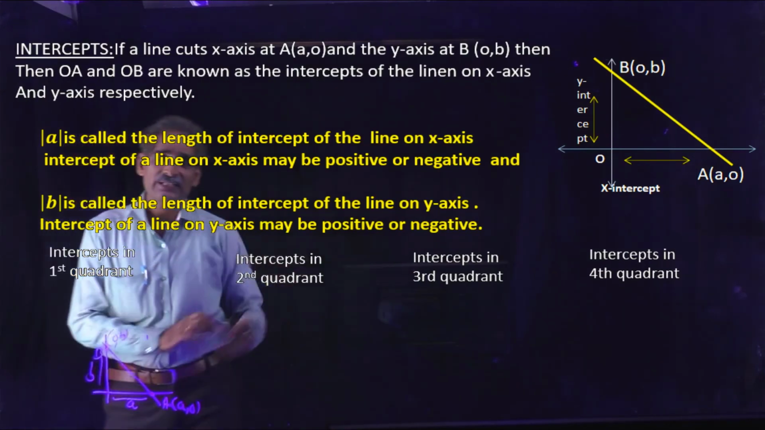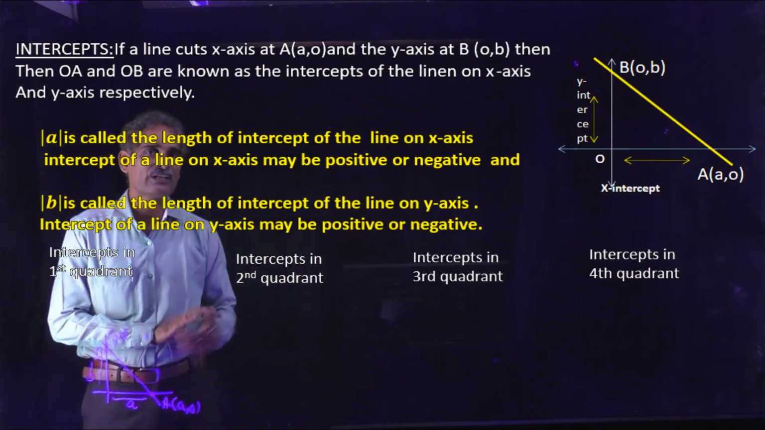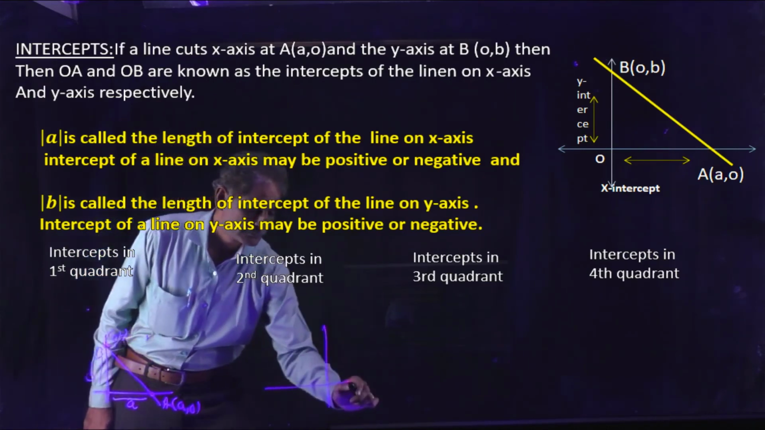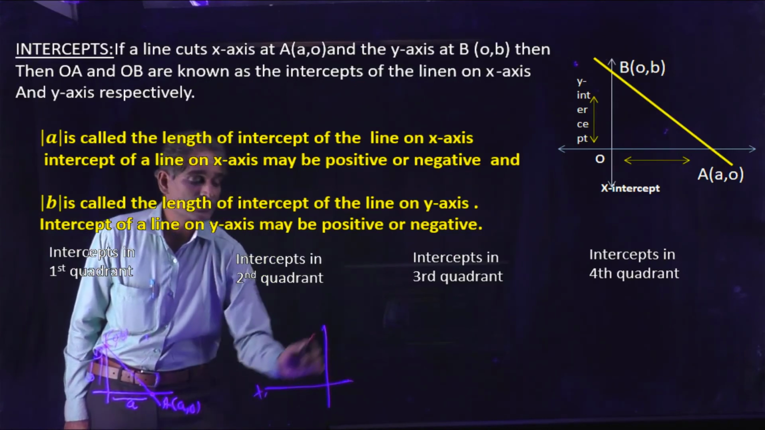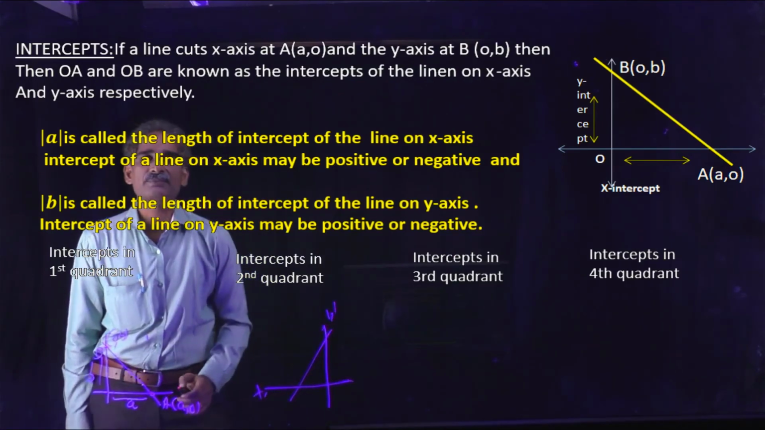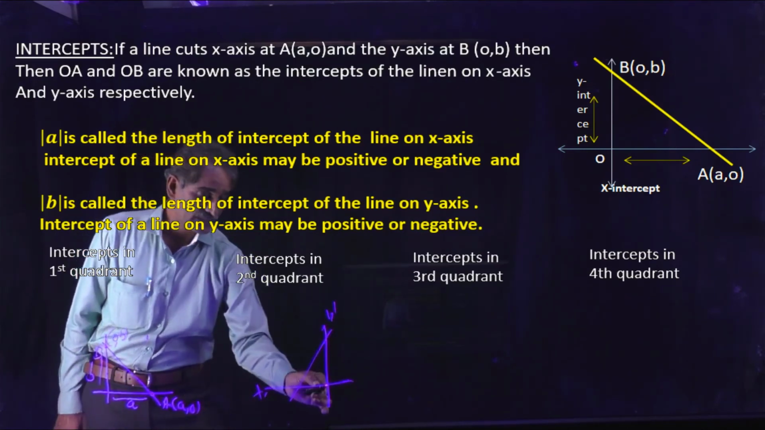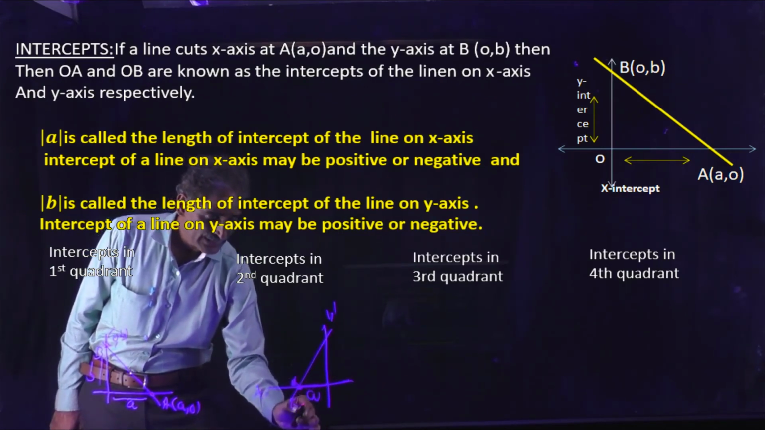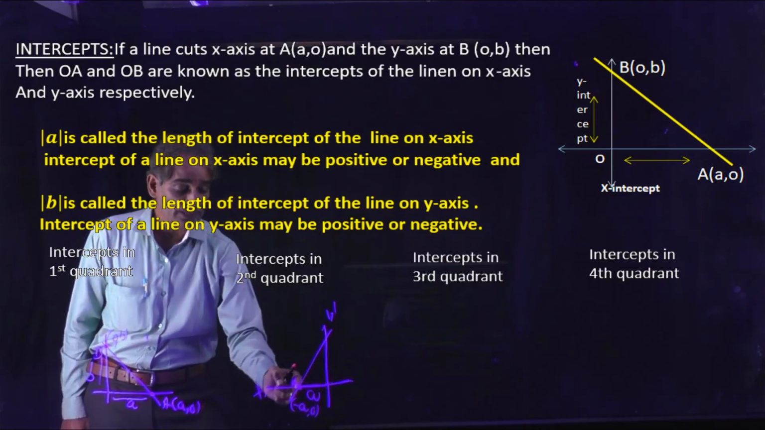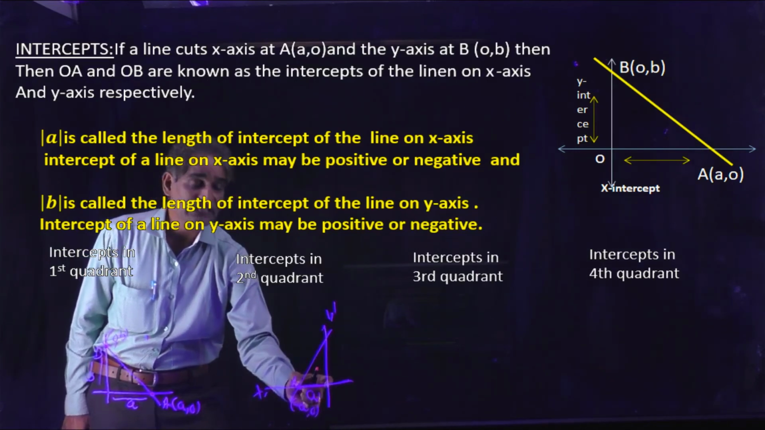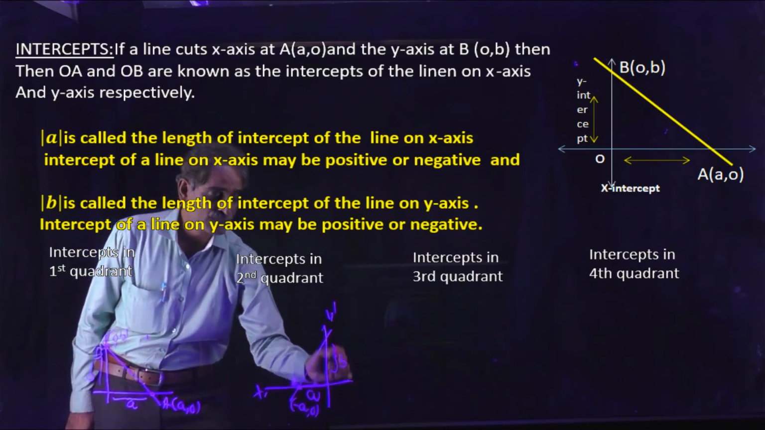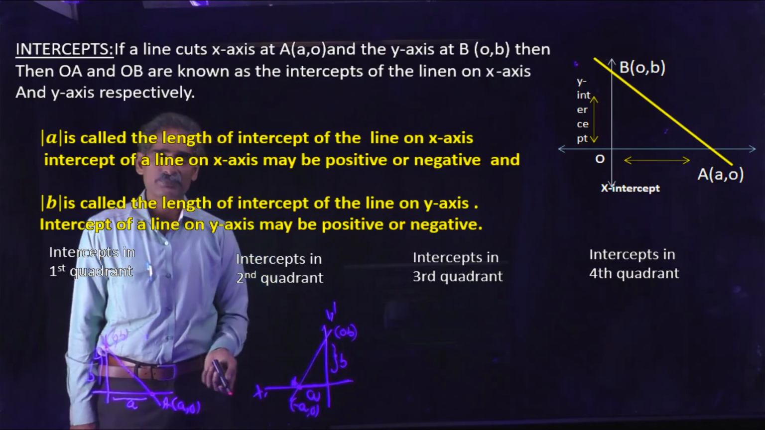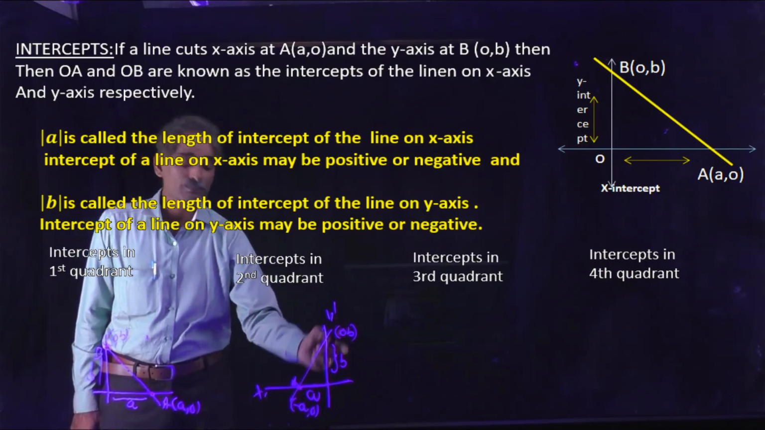Suppose the line intersects the axes in the second quadrant. This is the figure: negative x-axis, x dash, and positive y-axis. This is the position of the line intersecting in the second quadrant. Here this length, the magnitude, is A. Now the coordinates of this point are minus A comma 0. Just observe this: the coordinate of this point is negative, minus A comma 0, but the length is positive. If this length is B, the coordinates of the point are 0 comma B. The x coordinate is negative, the y is positive, but length is always positive.